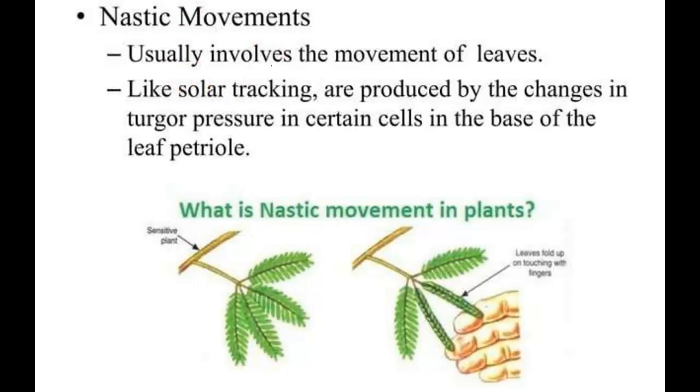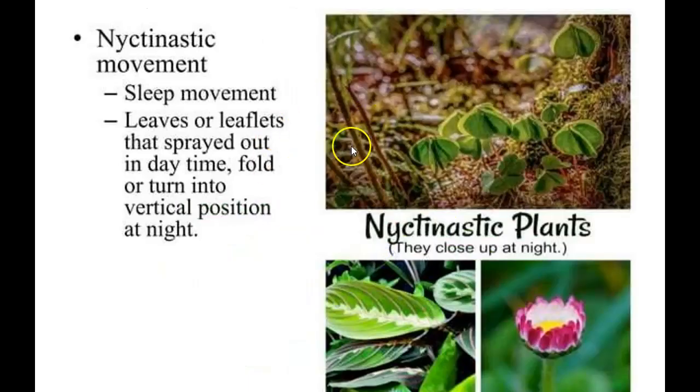Then there are some other kinds of movements that are known as the nastic movements that usually involve movement of the leaves. Like solar tracking, they are produced by the change in the turgor pressure in certain cells in the base of the leaf petiole. What is nastic movement in plants? If we say, there are two different kinds of nastic movements.